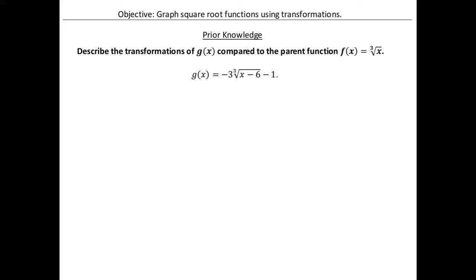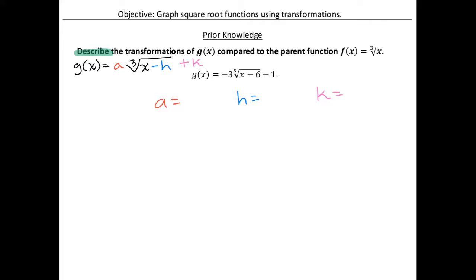So for prior knowledge, we're supposed to describe the transformations. The keyword here is describe, like in words. What do A, H, and K tell you to do? So first you guys have to figure out the A, the H, and the K. And if you remember, it's g of x equals a in the front times, this time it's a cube root, so it has a little 3 there, times x minus h plus k.